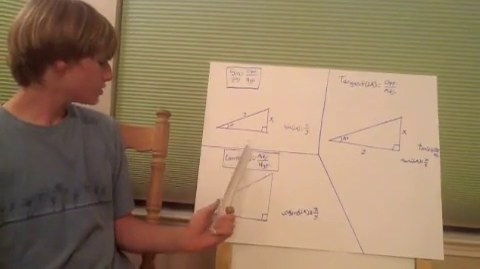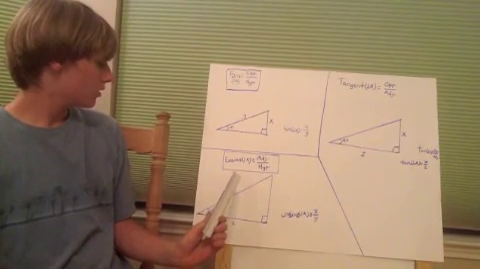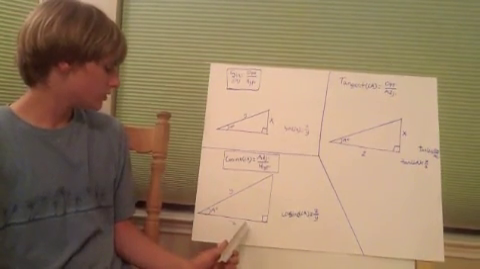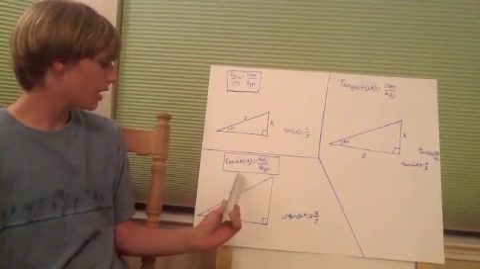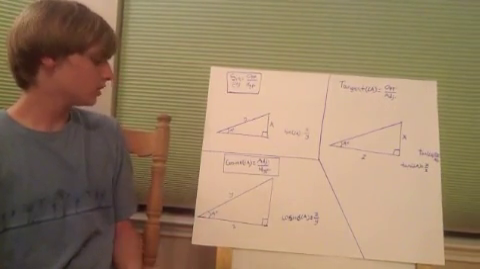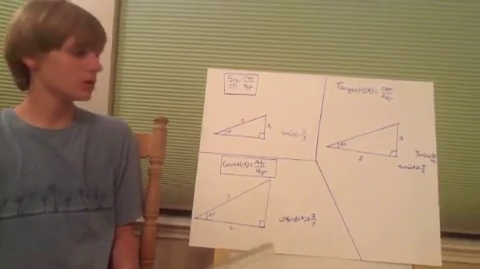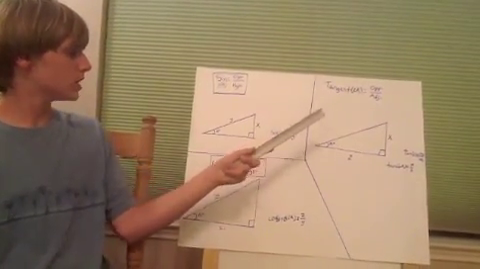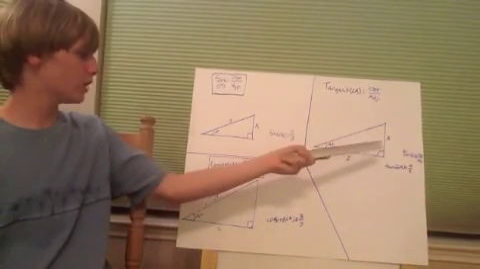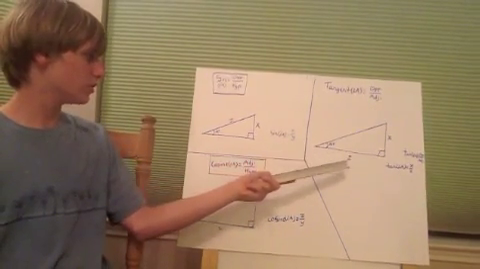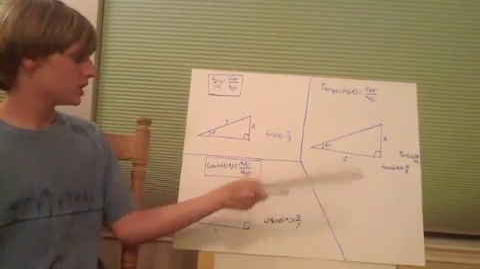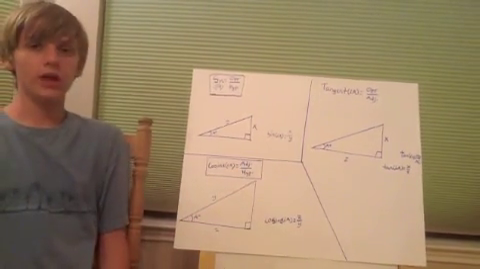To get the cosine of angle A, we must take the adjacent side to angle A, which is z, over the hypotenuse y. So the cosine of angle A is z over y. To get the tangent of angle A, we must take the side opposite of angle A over the side adjacent to angle A, x and z. So the tangent of angle A equals x over z.